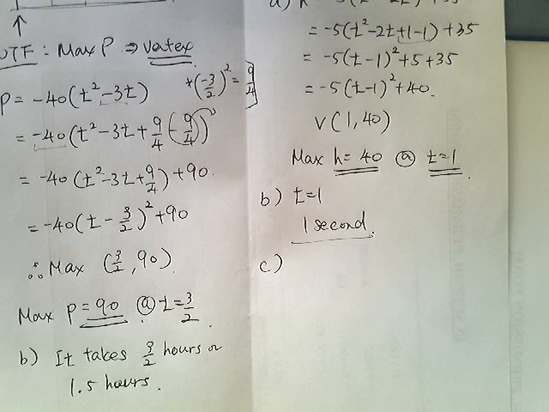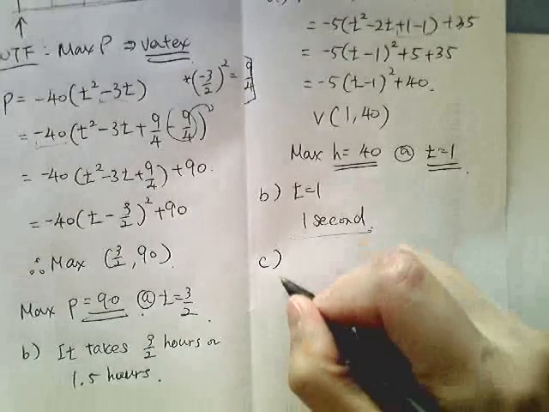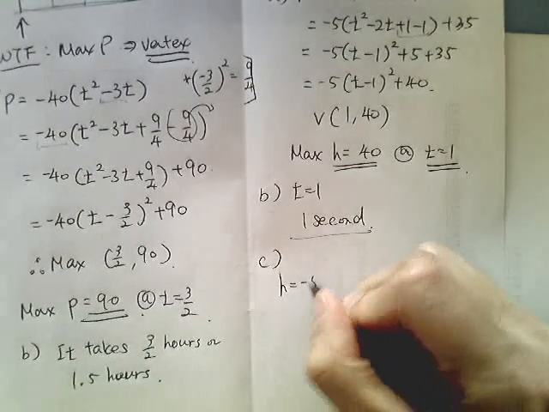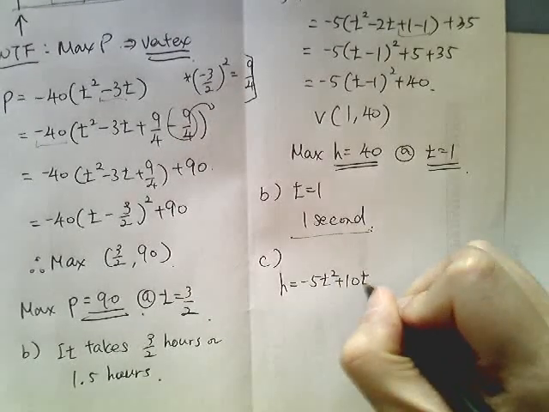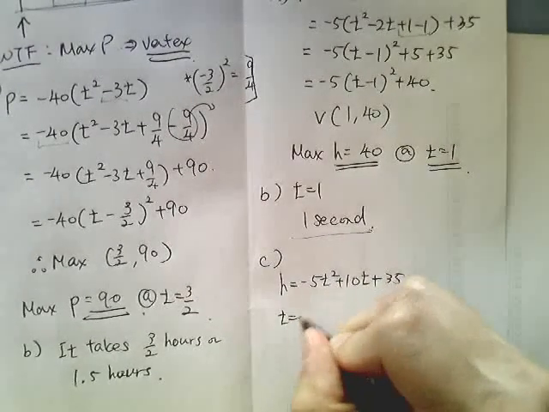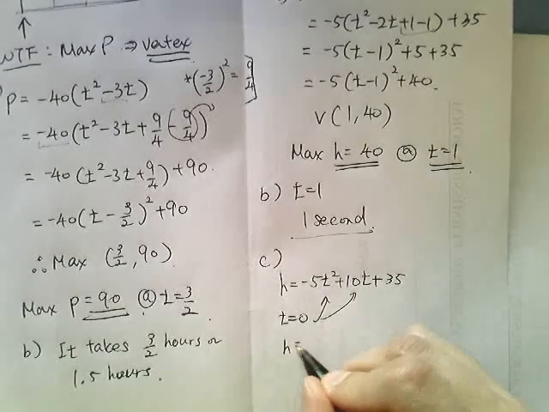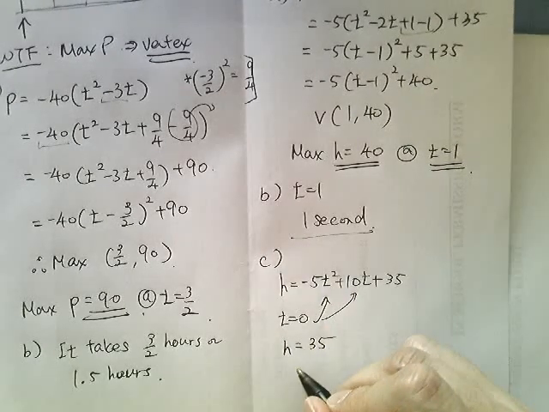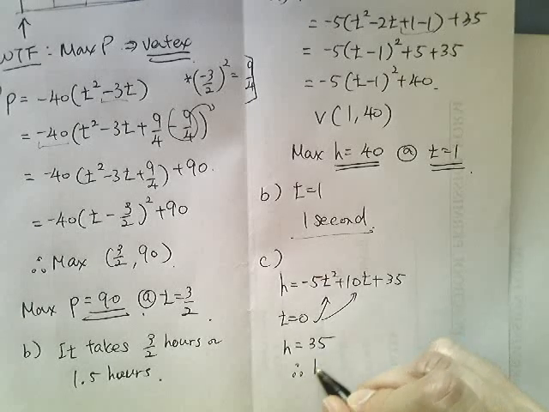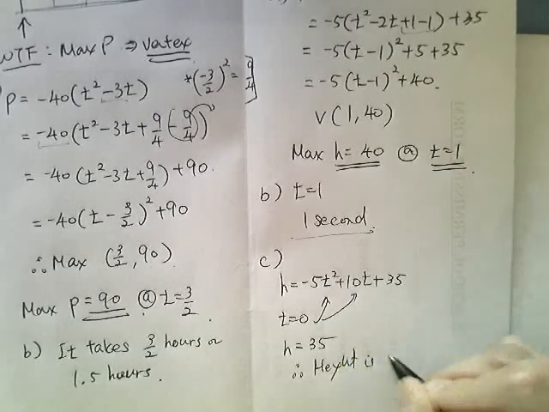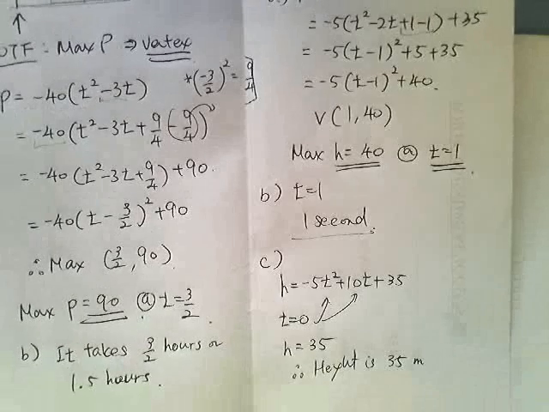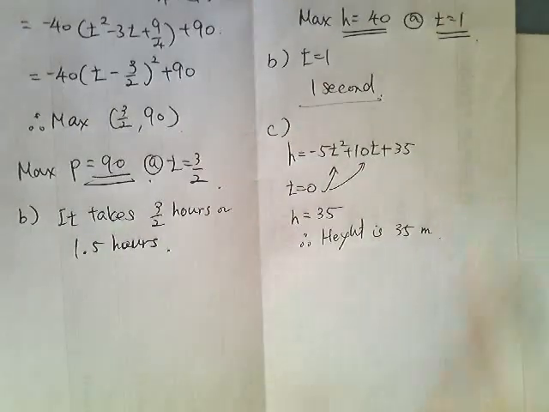Okay, so that means our T equals 0 because we haven't thrown the ball into the air yet. Therefore, this means our T equals 0, so substitute it in. Okay. Then we have H equals 35. Therefore, the height of the balcony, so height is 35 meters. So I want a proper sentence on the test, okay?